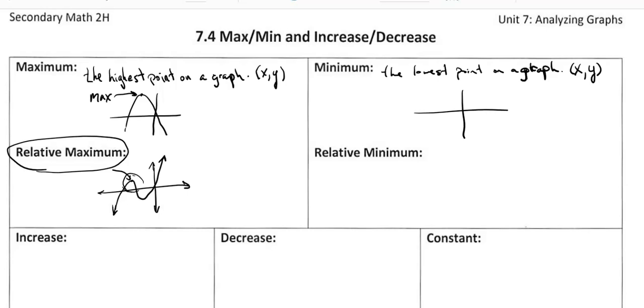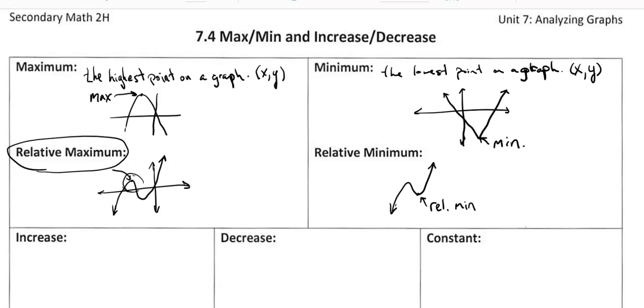Let's say we had something like an absolute value function here. This point right here would be the minimum. It's the lowest point. And just like with a relative maximum, a relative minimum would occur for the immediate surrounding area. That would be a relative minimum, even though this graph continues off to the left and goes down to negative infinity. For the surrounding area, this point would be the relative minimum.